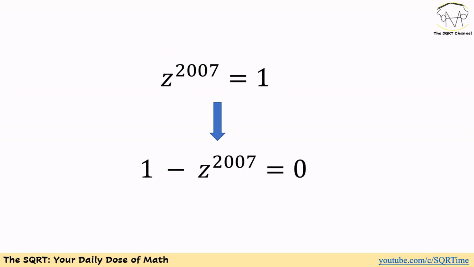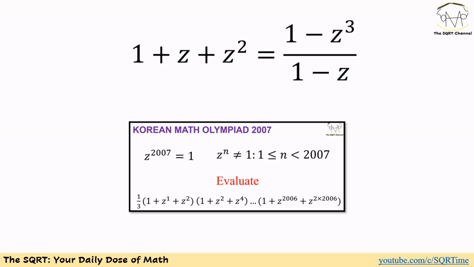To solve this problem, let's start with the assumption that we had. We know z to the power of 2007 is equal to 1. So we can write it as 1 minus z to the power of 2007 is equal to 0. Now remember, based on the question that we have here, we are interested in 1 plus z to the power of i plus z to the power of 2 times i, for i equal to 1, 2, 3 up to 2006. As a result, we are going to use an identity here.